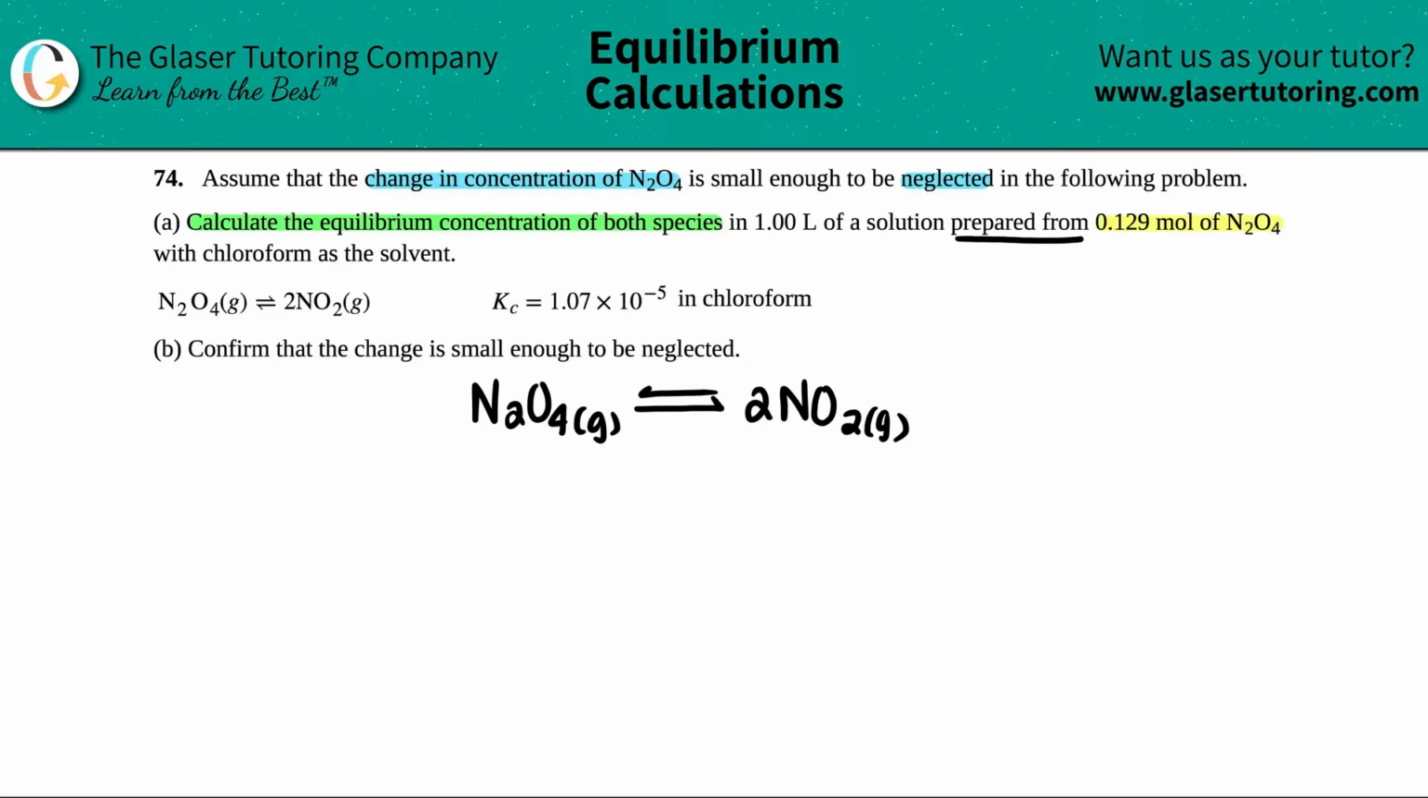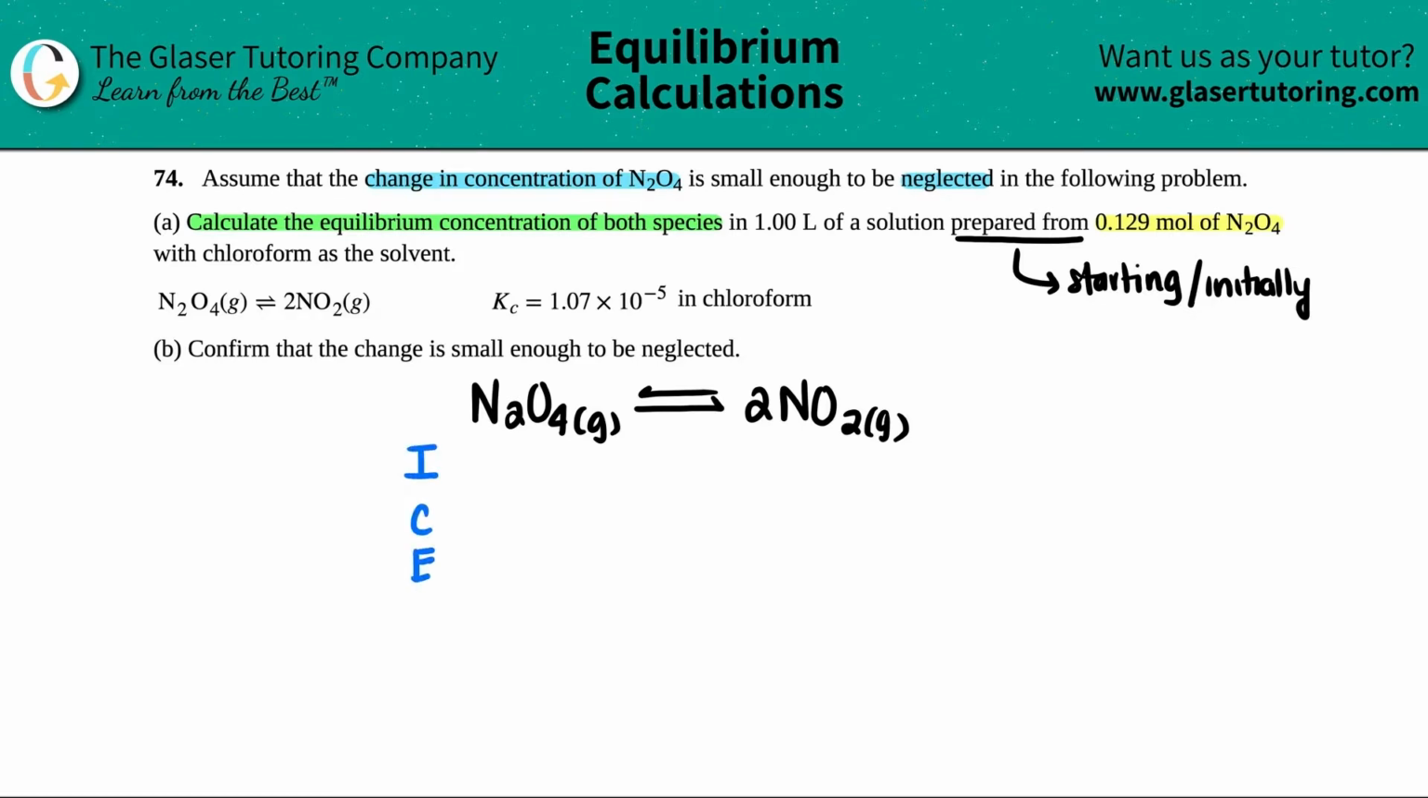of N2O4. Now we have to read in between the lines, guys, okay? Now they did say, assume that the change in the concentration of N2O4 is small enough to be neglected, but we want to find the equilibrium concentrations if it was prepared from something. If you're preparing from something, that means that you're starting with something. This is a starting amount, 0.129 moles of N2O4. If you have this initially, if they give you starting amounts, you go straight to a little table called the ICE table.